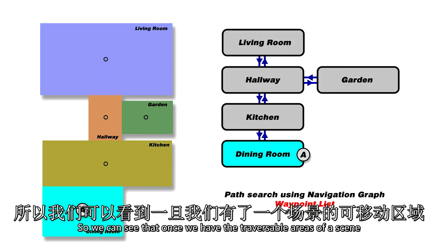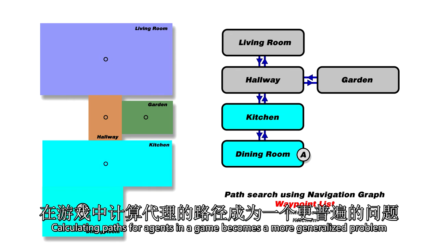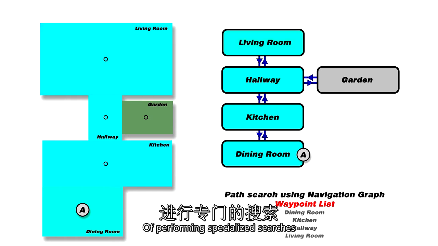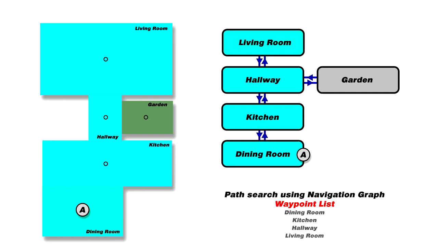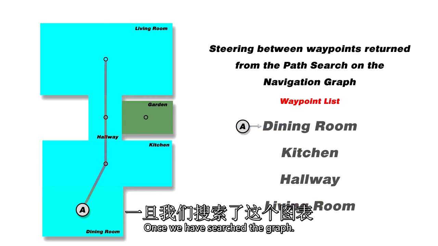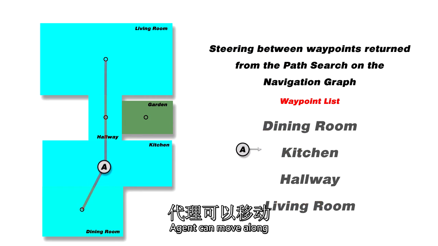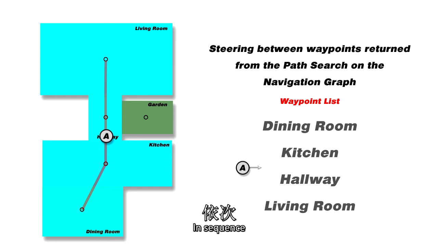So we can see that once we have the traversable areas of a scene compiled into a graph, calculating paths for agents in a game becomes a more generalized problem of performing specialized searches on a graph and collecting the relevant data as we go. Once we have searched the graph, the output is a set of waypoints that our agent can move along, in sequence, until the target is reached.